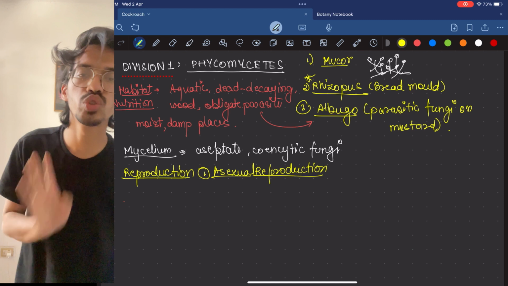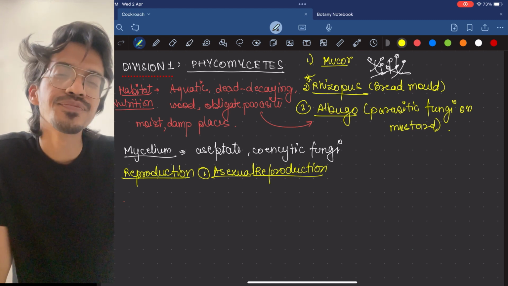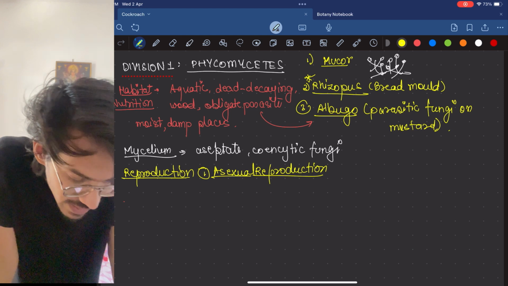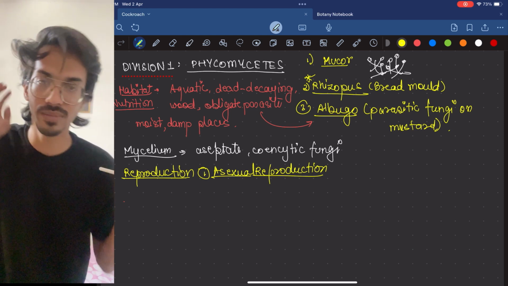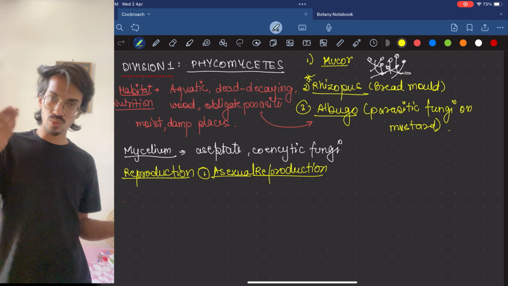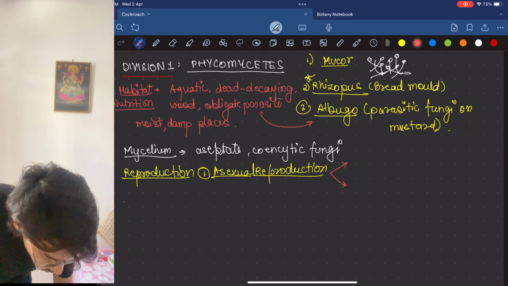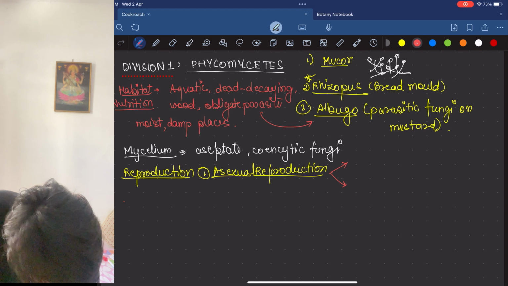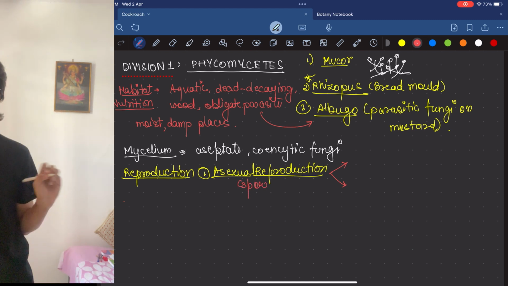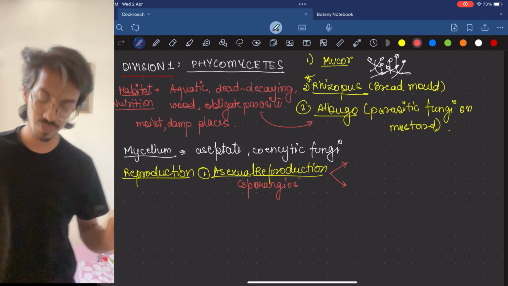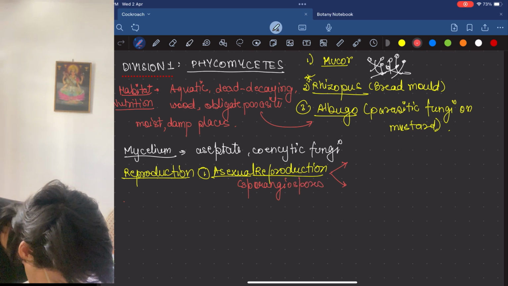Conidia and zoospores, which are also called sporangiospores, because they are present in the sporangium. Okay, but over here we will learn one different type within that sporangiospore. So what you have to remember is that two different types of spores are present in them. There won't be the presence of any conidia, there will be the presence of sporangiospores. So remember that sporangiospores are present.